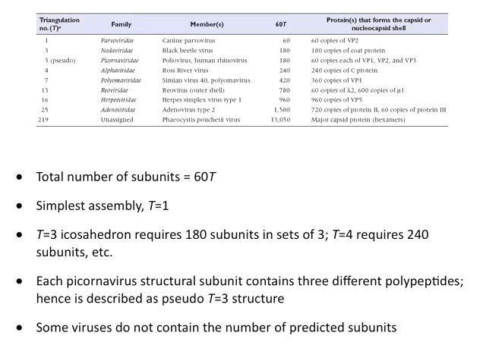You can use the T number to calculate the total number of subunits in a virion. So it's 60 times T always. And again, the simplest virus is T=1, 60 subunits, 1 virus particle. So for example, a T=3 icosahedron has 180 subunits, 60 times 3, and this is in sets of 3. T=4, 240.